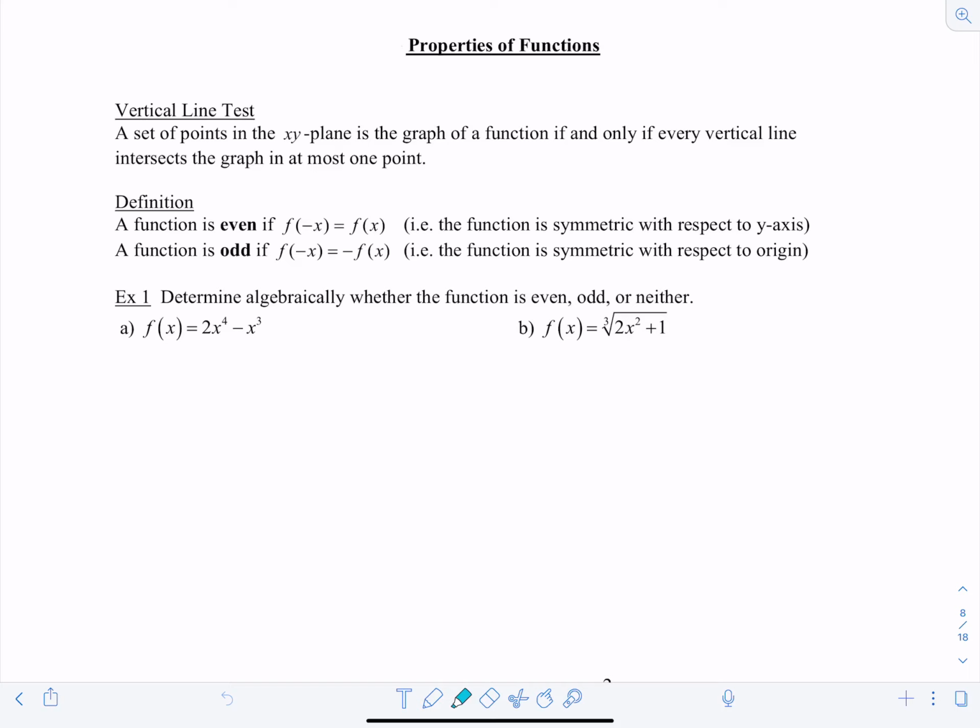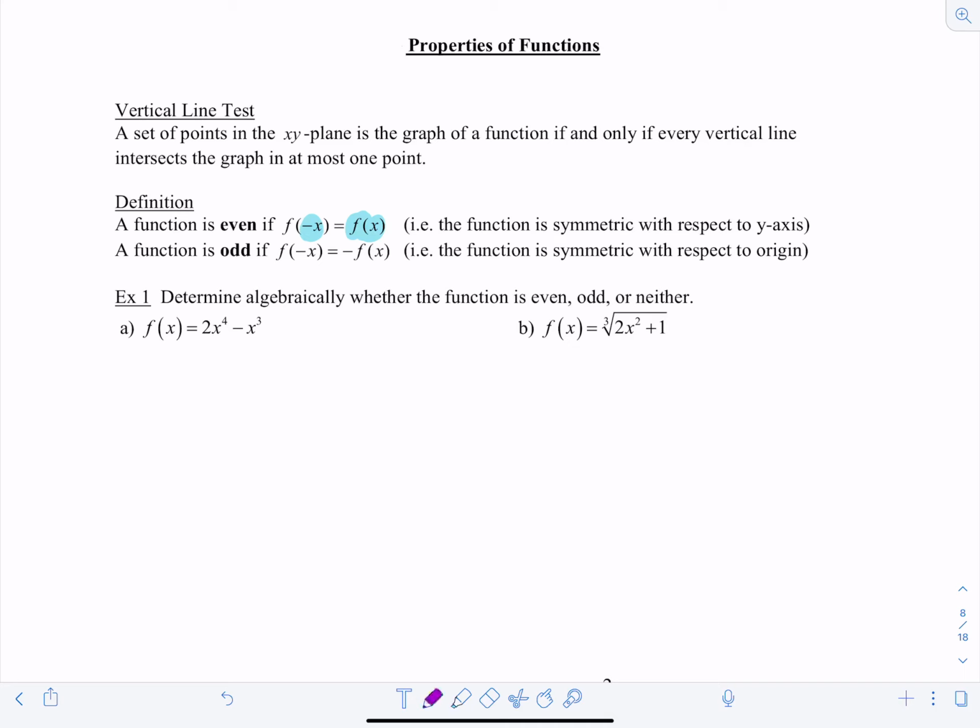point. Now, once we've determined that we are indeed working with a function, we can further determine whether or not the function is even or odd based on the following definition. So we say a function is even if f of negative x equals f of x, meaning when I substitute in negative x into the function, if the end result after simplifying gives me back the original f of x, then the function is even, and also it's symmetric with respect to the y-axis.